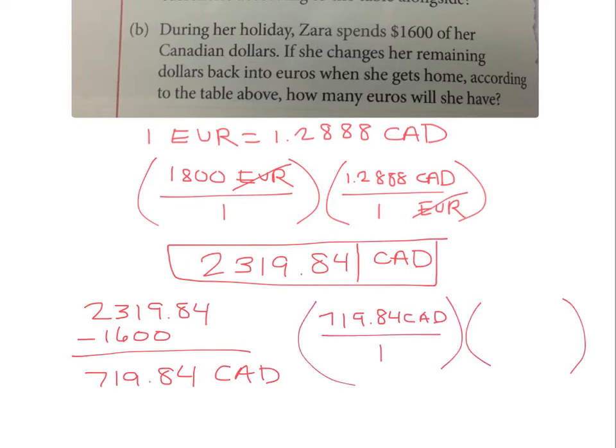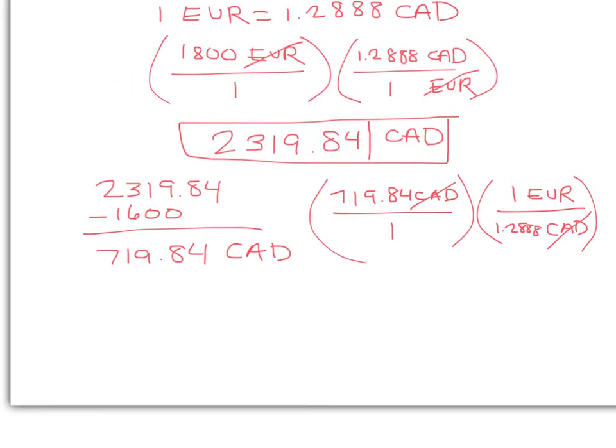Now, again, we're making this T-chart just like chemistry. And so when we look at that, we say, okay, well, we want the Canadian dollars to cancel. So we're going to put the Canadian part of the rate on the bottom and the euro part of the rate on the top. Same exchange rate, but now we flip-flopped it. So the Canadian dollars is going to cancel. And we are going to multiply across, which means we're going to end up dividing 719.84 divided by 1.2888.